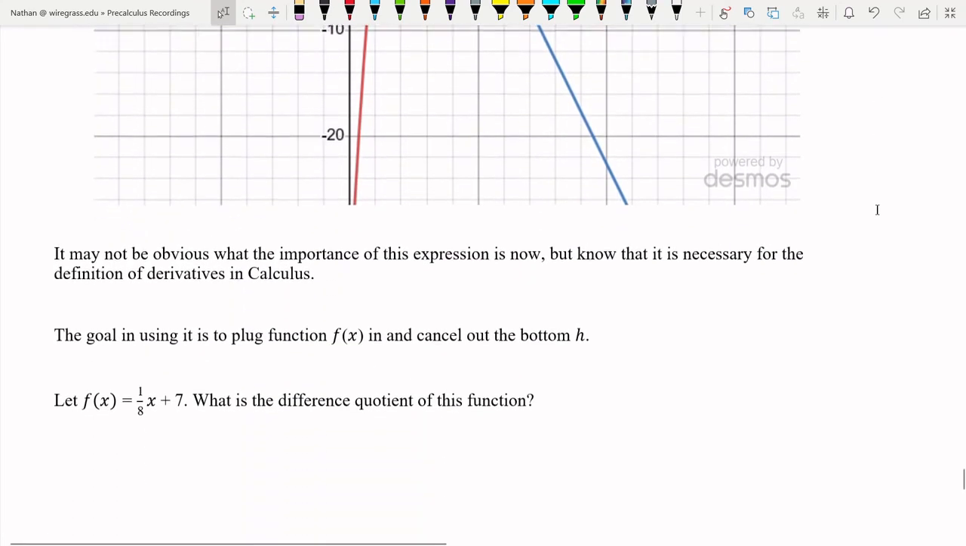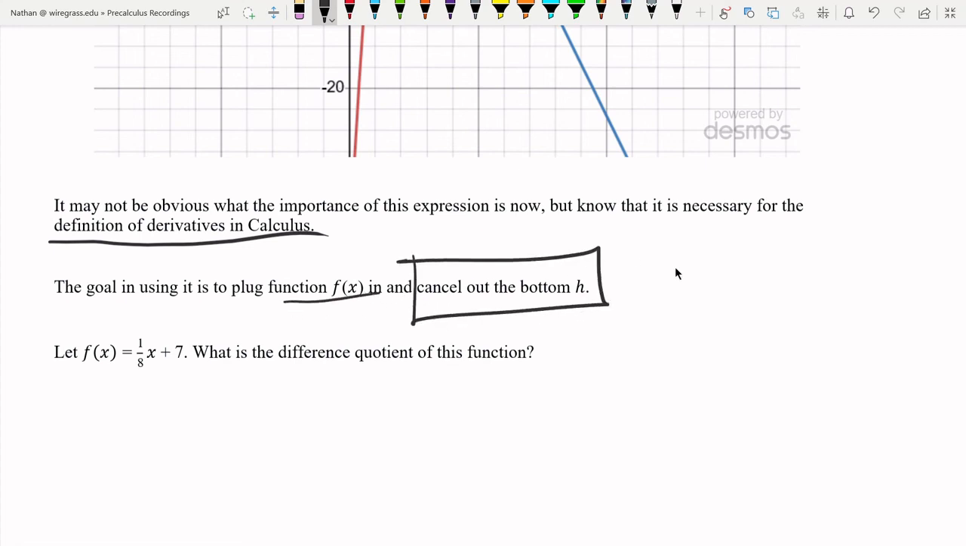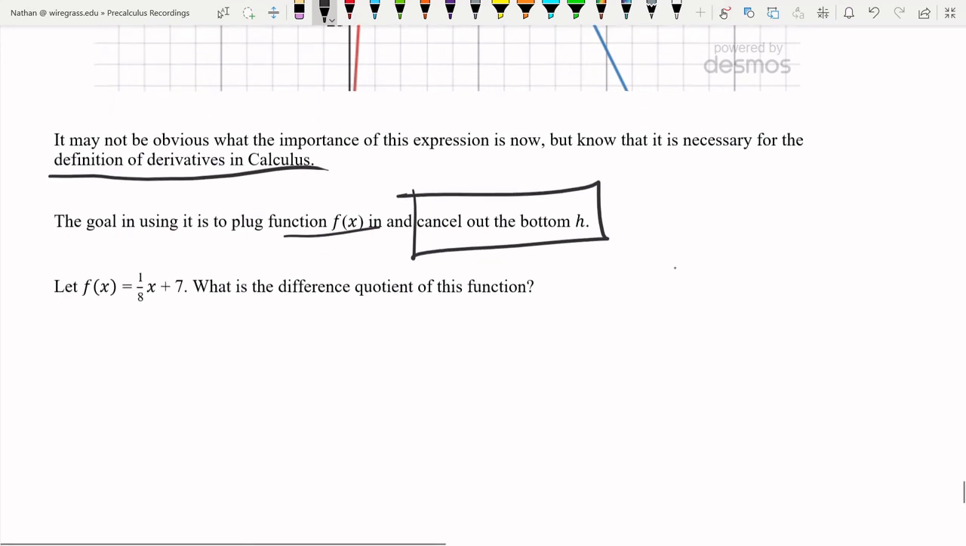Okay. So once again, the importance of this is not really clear right now, but it is important in calculus. In fact, it's important for the definition of derivatives, one of the basic beginning topics that you're going to use all throughout calculus. And when you're looking at a difference quotient of some function, the goal is to plug in the function and then cancel out the bottom h. If you can do that, you've achieved what you're trying to do.